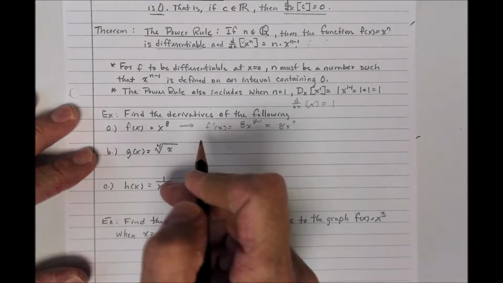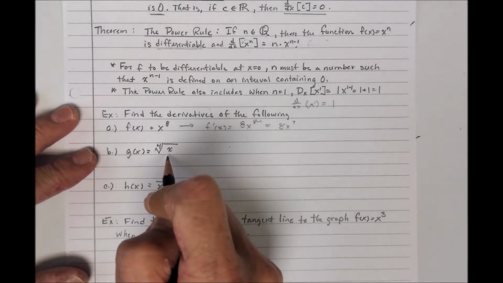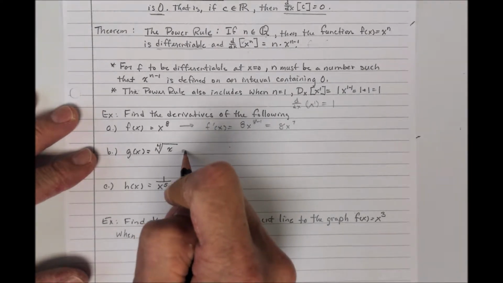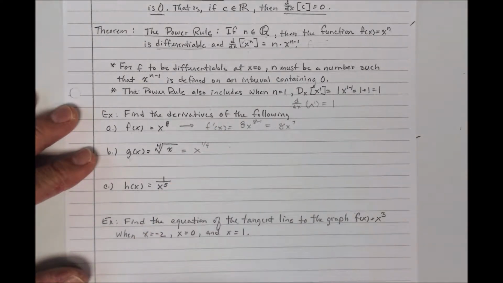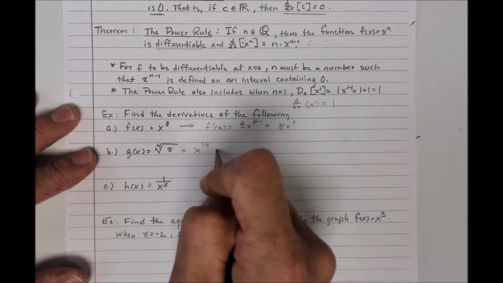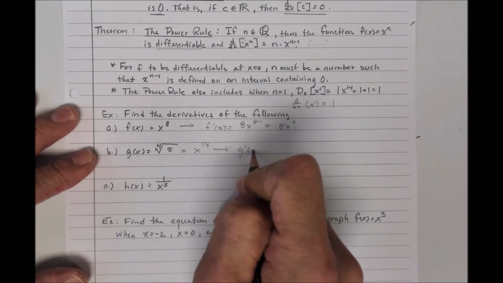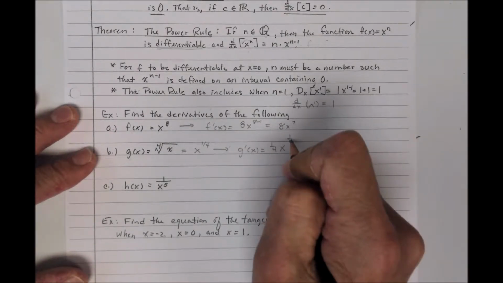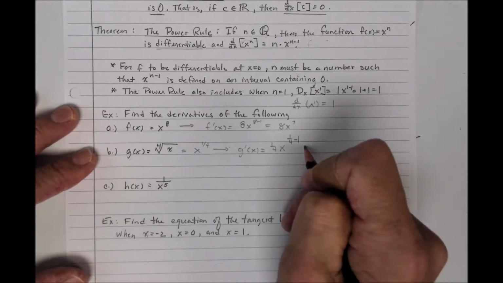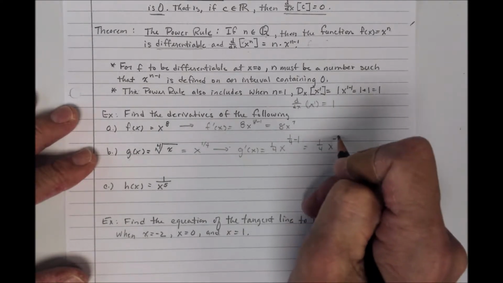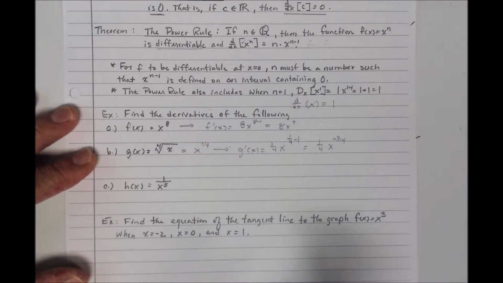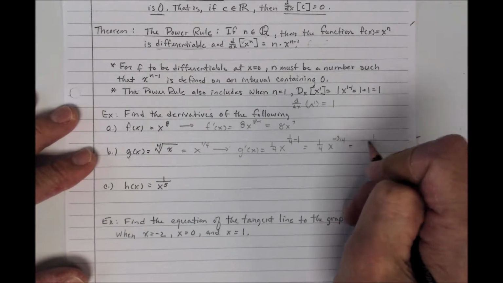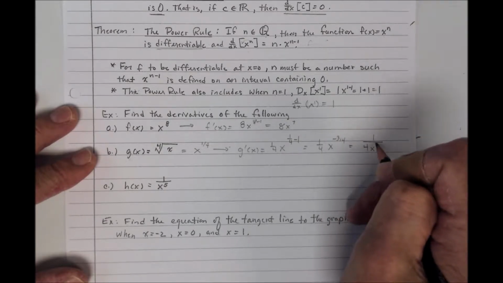Second, when you have an expression involving a radical, rewrite it using a rational exponent. So this is going to be x to the 1/4. I haven't taken the derivative yet, so that's why I didn't call it g prime. But now I'm going to take the derivative. G prime of x is 1/4 x to the 1/4 minus 1, which is negative 3/4, so this is 1/4 x to the negative 3/4. Now I'm not crazy about negative exponents. I don't mind a radical in the denominator, but I don't like a negative exponent. So I'm going to write this as 1 over 4x to the positive 3/4.